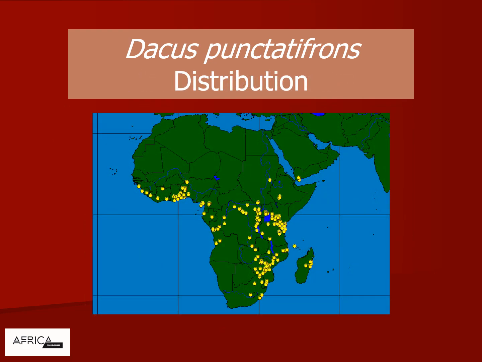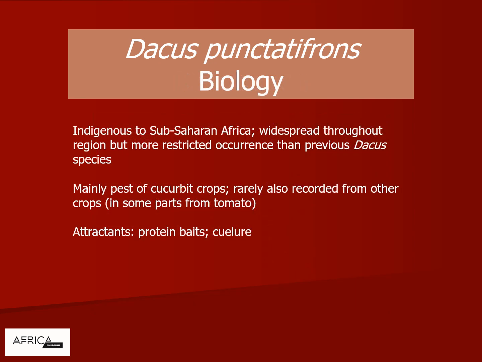Again, it is widely distributed throughout the whole of the African continent, but appears to be less abundant and is probably missing from particular areas in Southern Africa, the Horn of Africa, and the drier areas in Western Africa. It is a cucurbit feeder reported from a limited number of commercially grown and wild cucurbits. Also, as with the previous species, both sexes can be attracted by protein bait and the male specifically by Q-lure.